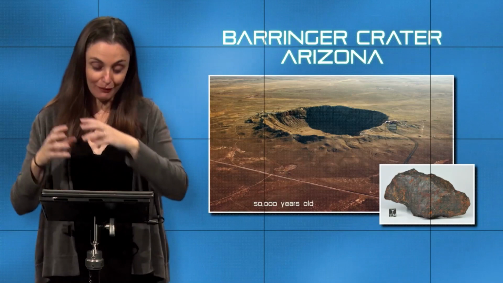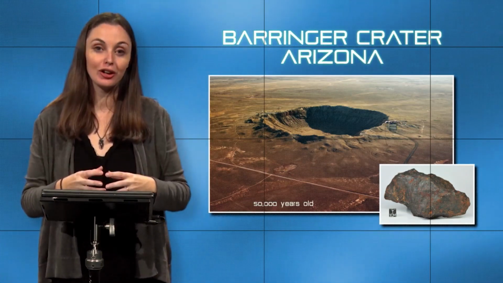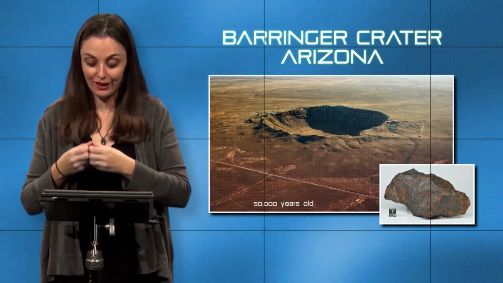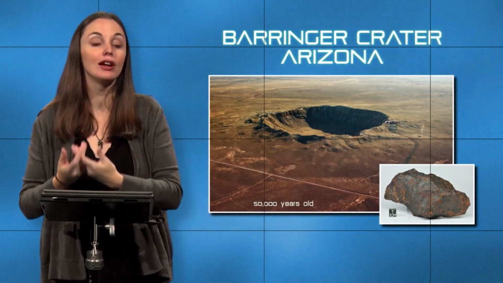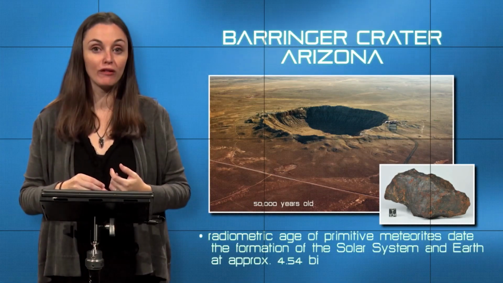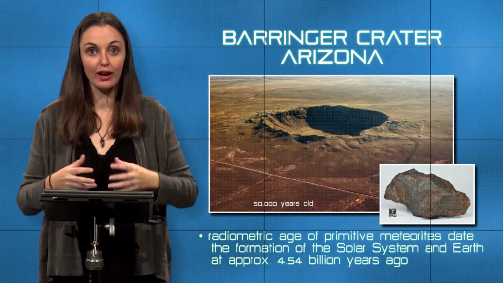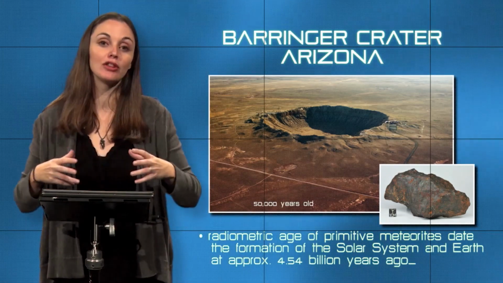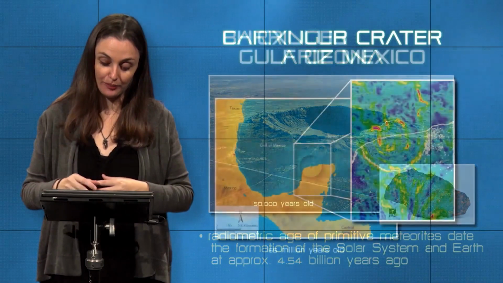So this only 50,000-year-old crater allowed us to date the material that created the crater to begin with and come up with an age of the Earth of 4.54 billion years. And that gives us a rough estimate for the age of the solar system as well.